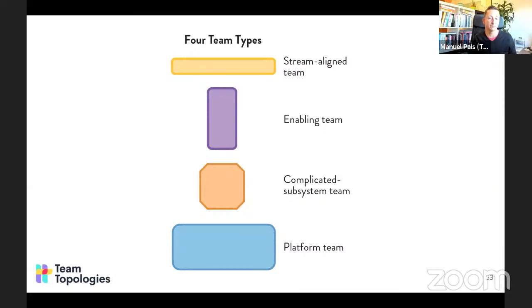Complicated subsystems are an exception where we want to avoid that, but sometimes there are some really niche, high skill demand parts of a system that require a dedicated team. But we need to be careful and try to avoid that if you can, because they can become a bottleneck if many streamlined teams depend on the complicated subsystem.